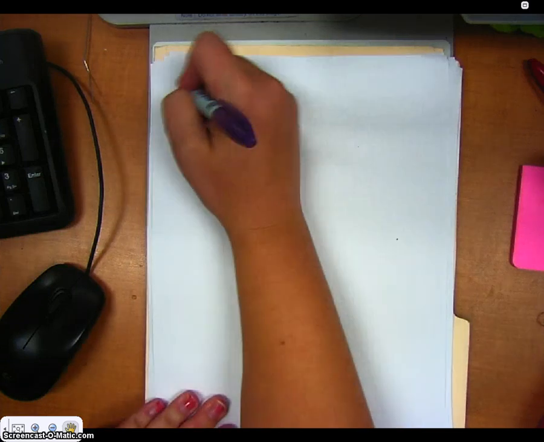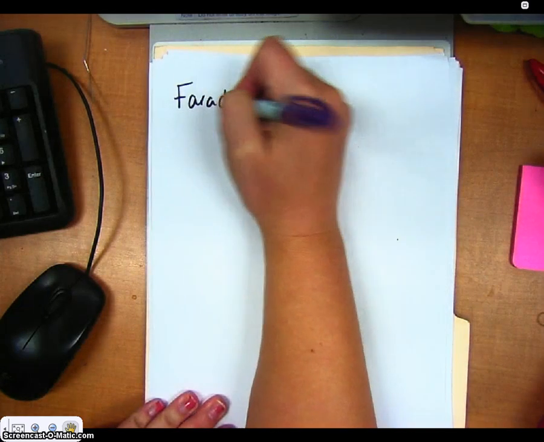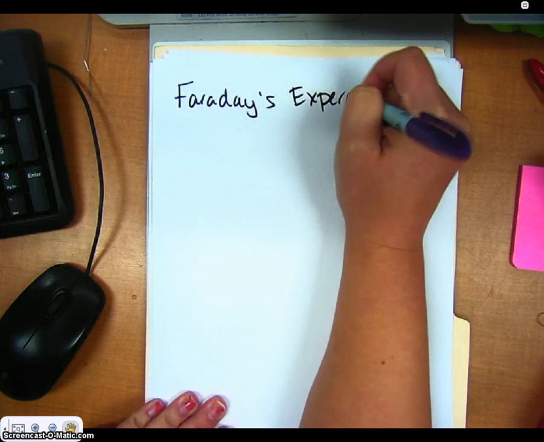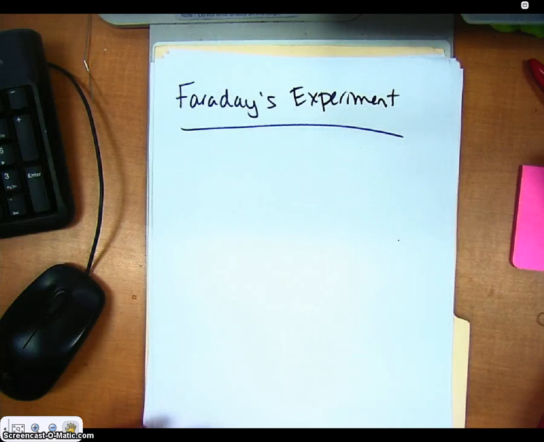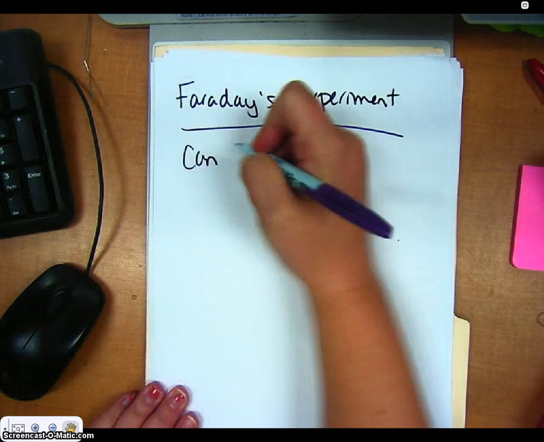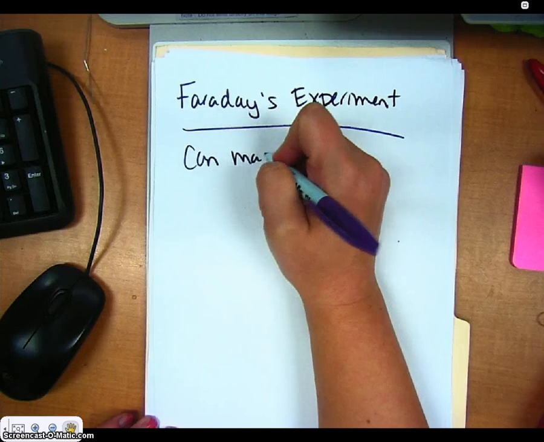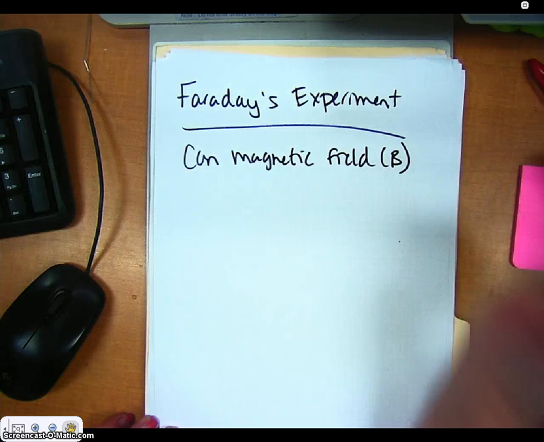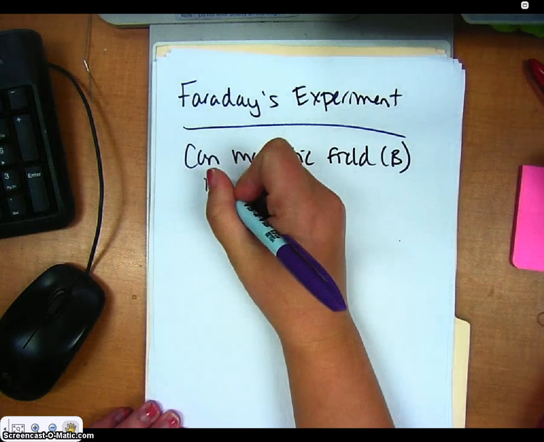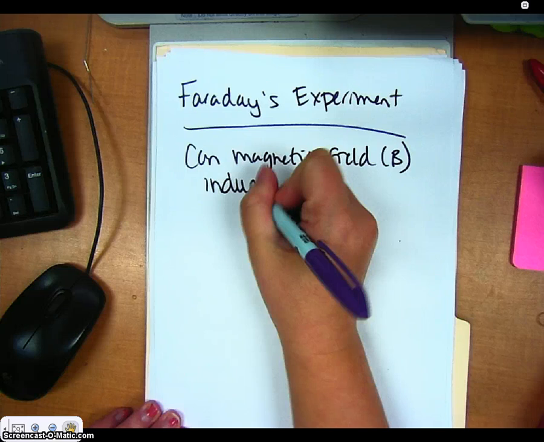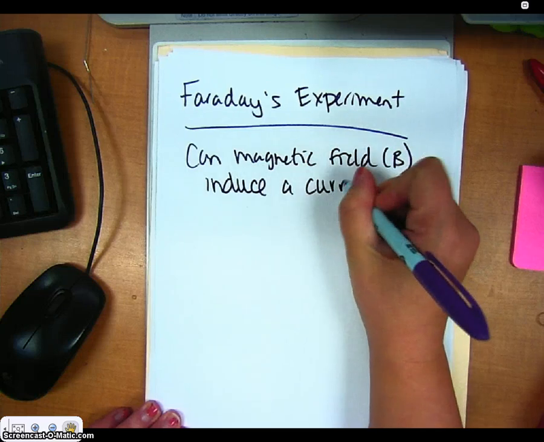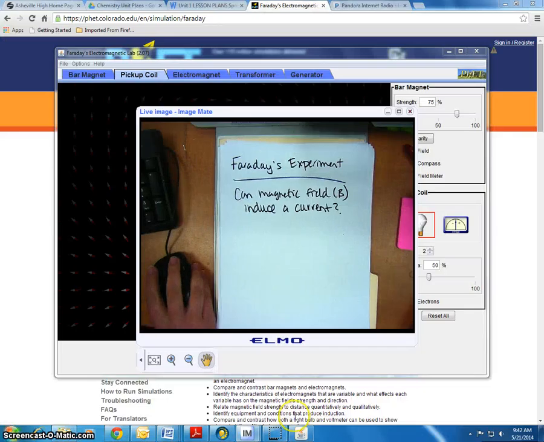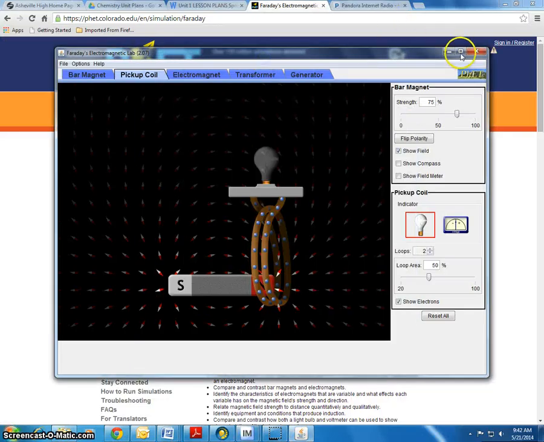And this is what was Faraday's experiment. So he was the one who came up with this idea and decided that he was going to test to see, can a magnet or a magnetic field, remember we're using the letter B for magnetic field, induce or cause a current in a wire, right? So I'm going to show you a simulation that actually demonstrates Faraday's experiment.